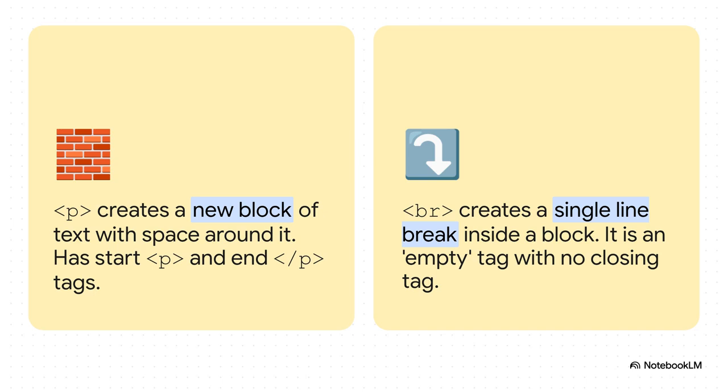But what if you just want to drop down to the very next line without creating a whole new block? Well, that's exactly what the break tag, BR, is for. You'll notice it's what we call an empty tag. It doesn't have a closing tag. That's because it's not wrapping any content. It's just an instruction to the browser to break the line right here.